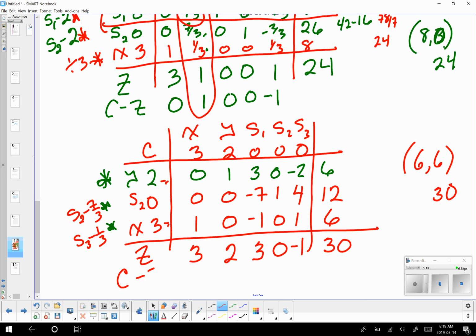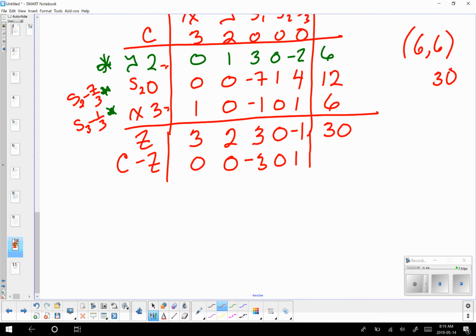So let's subtract. And I get 0, 0, minus 3, 0, and 1. So I know I'm not done because I have a value greater than 0 in my bottom C minus Z line. I also know I'm not done if you had graphed it first because you know it's the next point. So let's set that one up now.